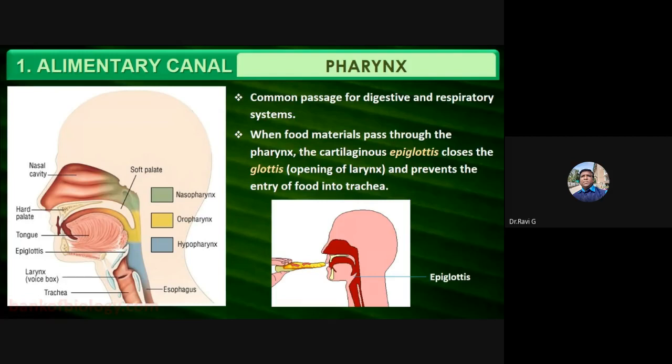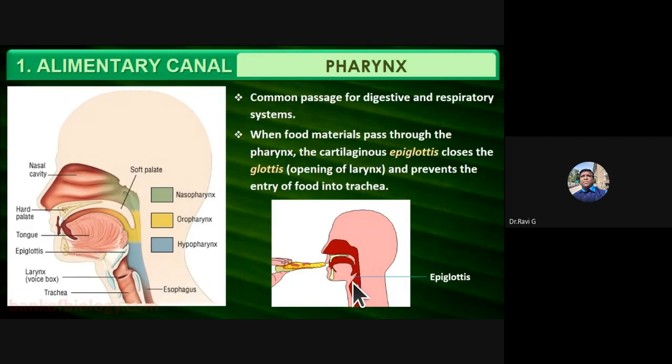So the cartilaginous epiglottis closes the glottis, the opening of the larynx, and prevents the entry of food into the trachea. The common passage for the digestive and respiratory systems is the pharynx. When food materials are passing through the pharynx, the cartilaginous epiglottis closes the glottis and prevents the entry of food into the trachea or windpipe.